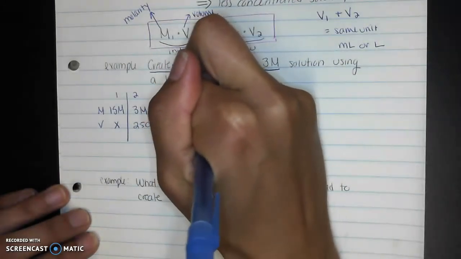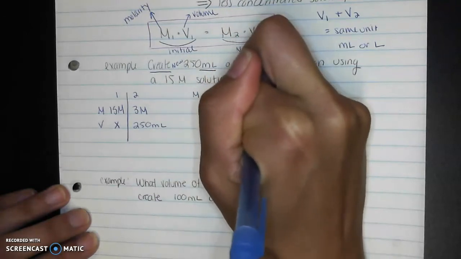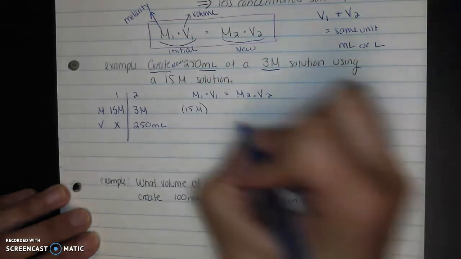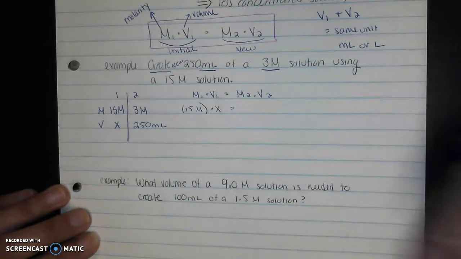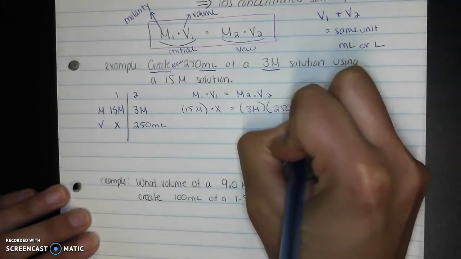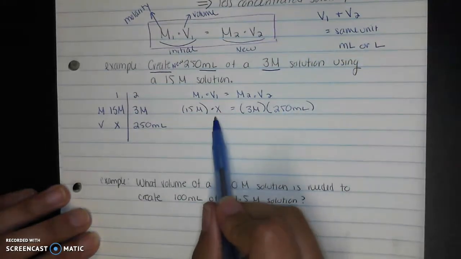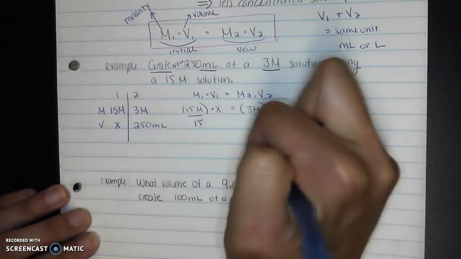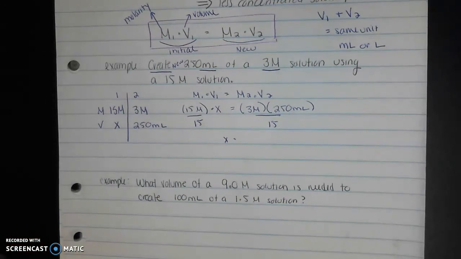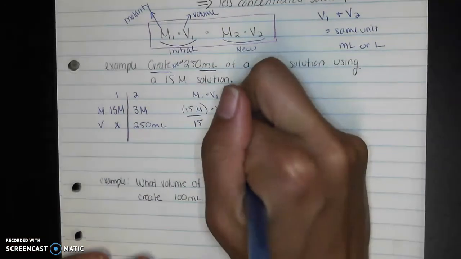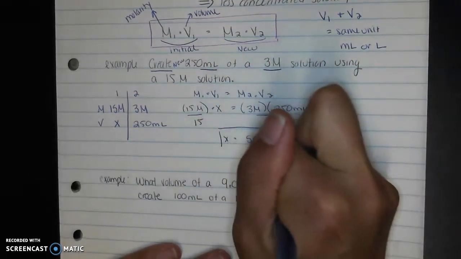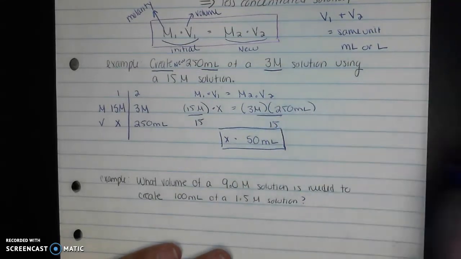So we know that M1 times V1 is equal to M2 times V2. So our M1 was 15 molar. Our V1 is our X, is equal to 3 molar times 250 milliliters. Okay, so in order to get X by itself, we divide both sides by 15, and then we solve. So X is equal to 3 times 250 divided by 15. So it tells us that we need 50 milliliters of our original solution to create our new solution.